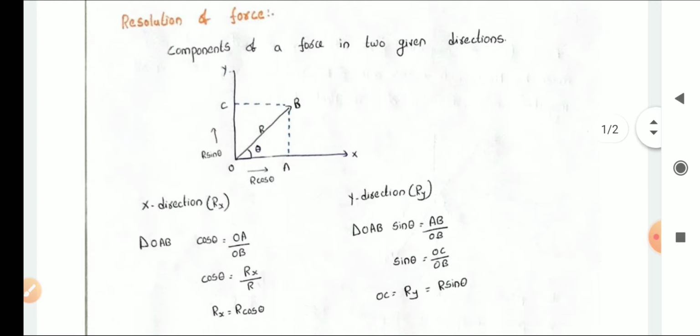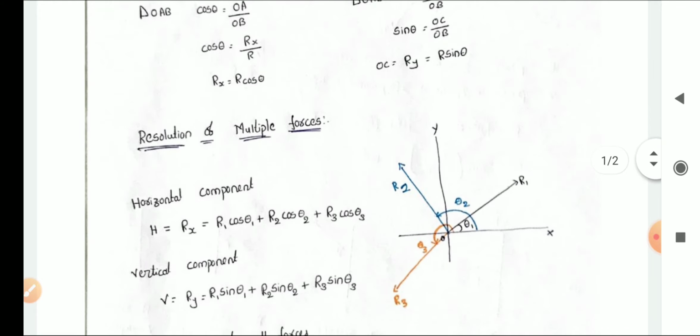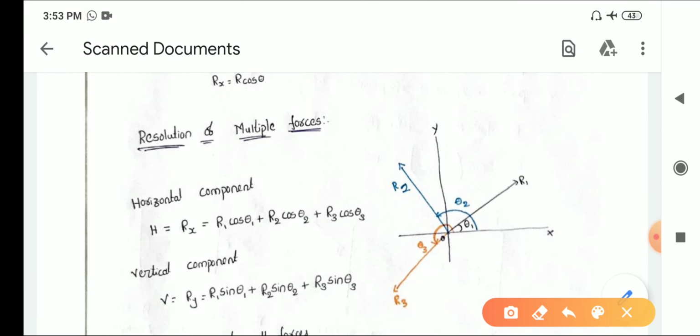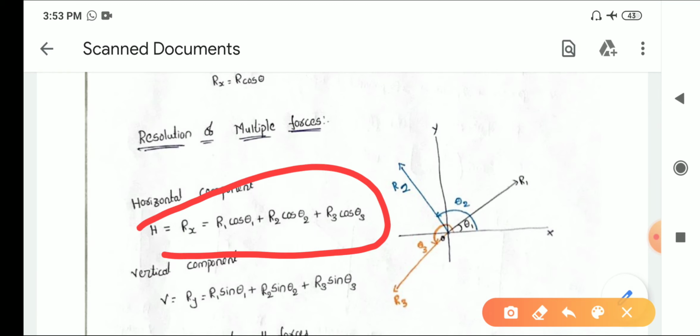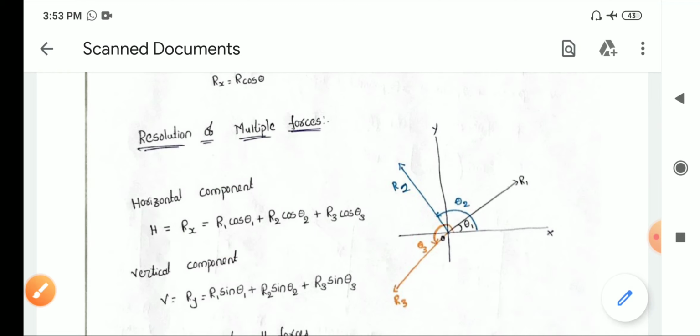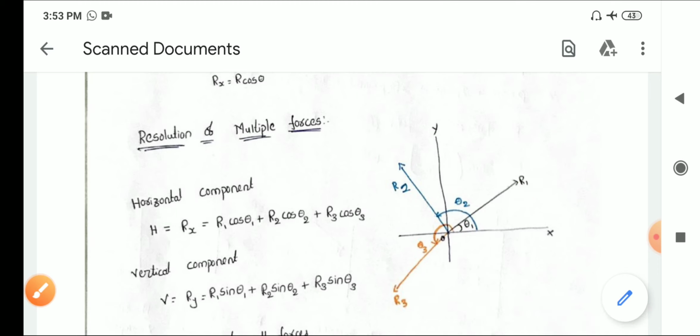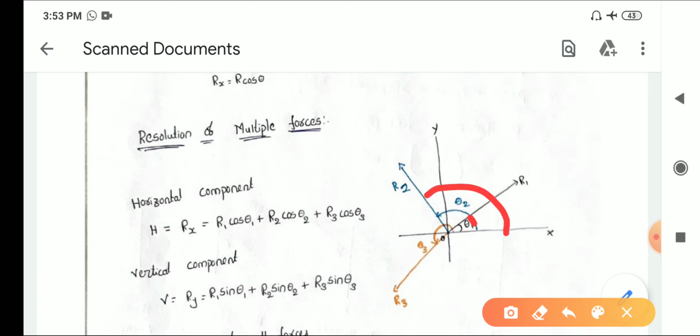What if there are multiple forces, more number of forces? What you have to do? Simple. There is not much difference. If there are multiple forces, you add all the components. Okay. See here. This is force R1, this is R2, this is R3. R1 makes an angle of theta 1, R2 makes an angle of theta 2, R3 makes an angle of theta 3. All the angles are with respect to the x-axis only.